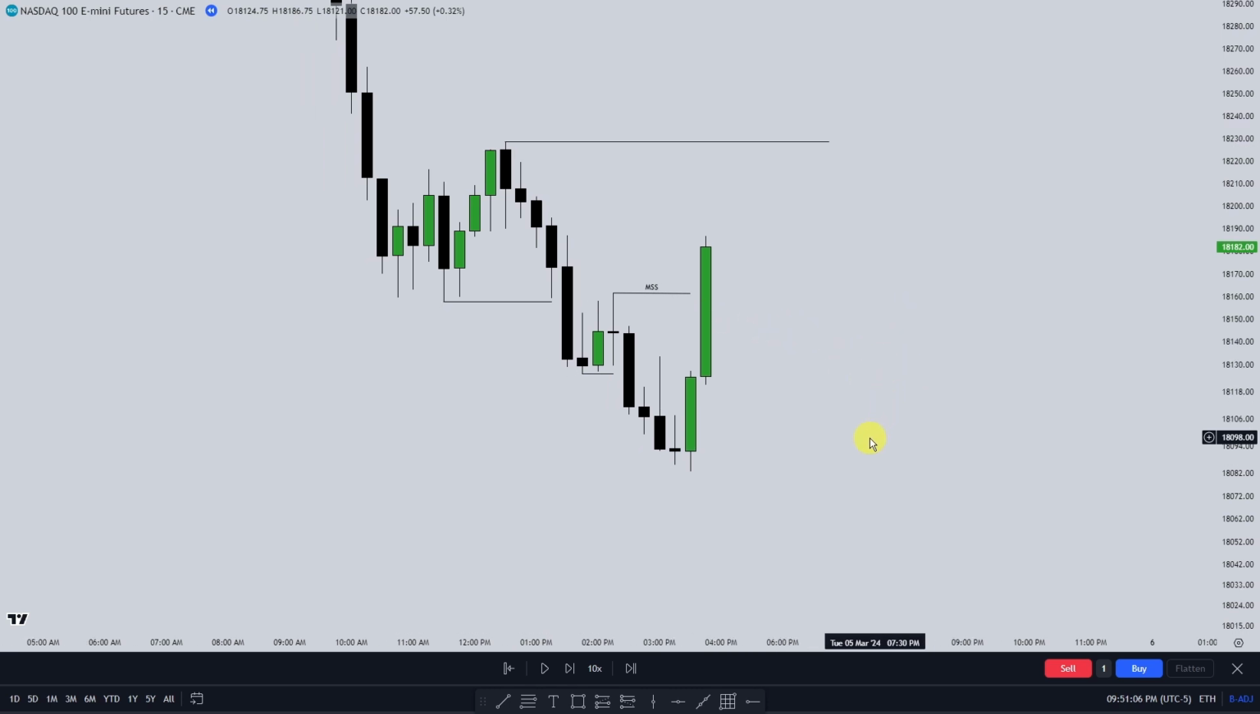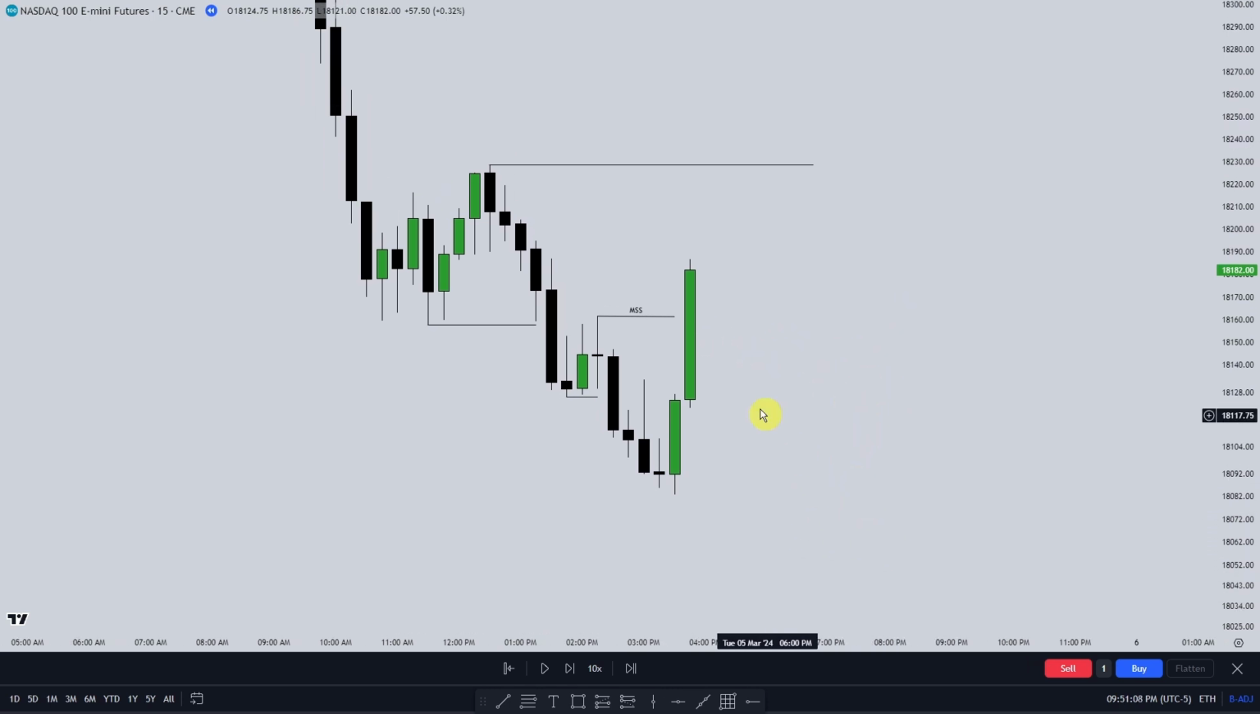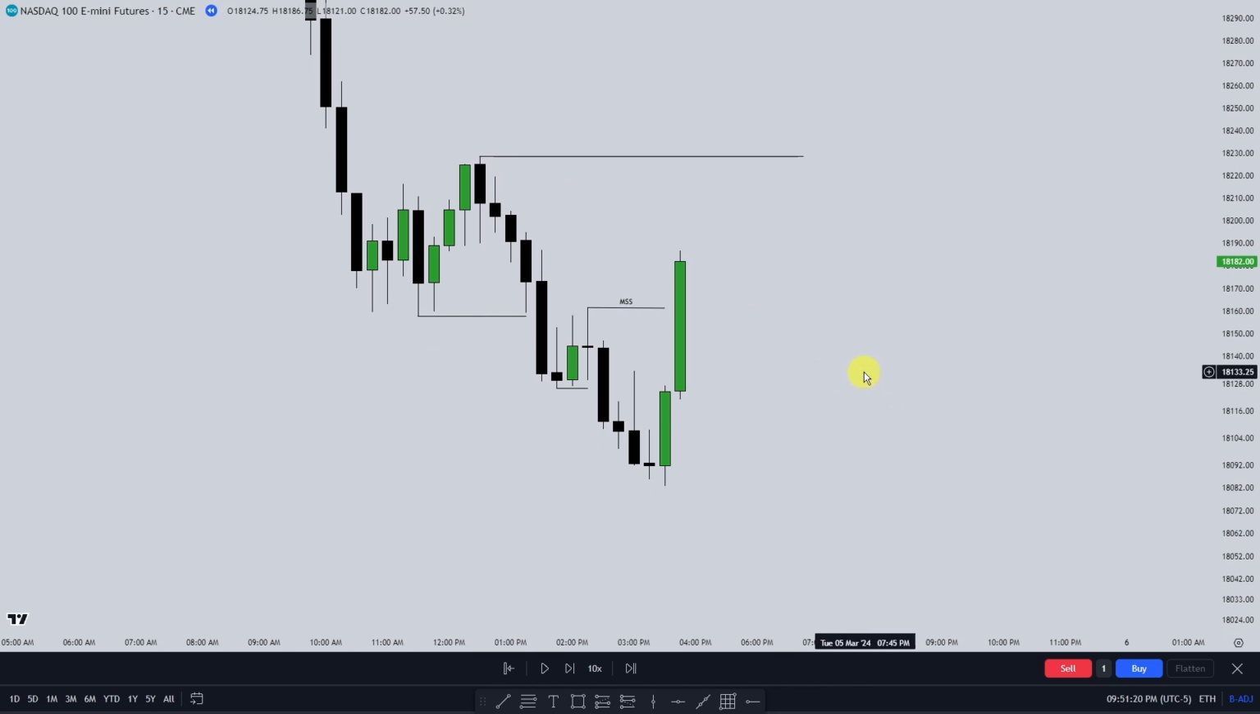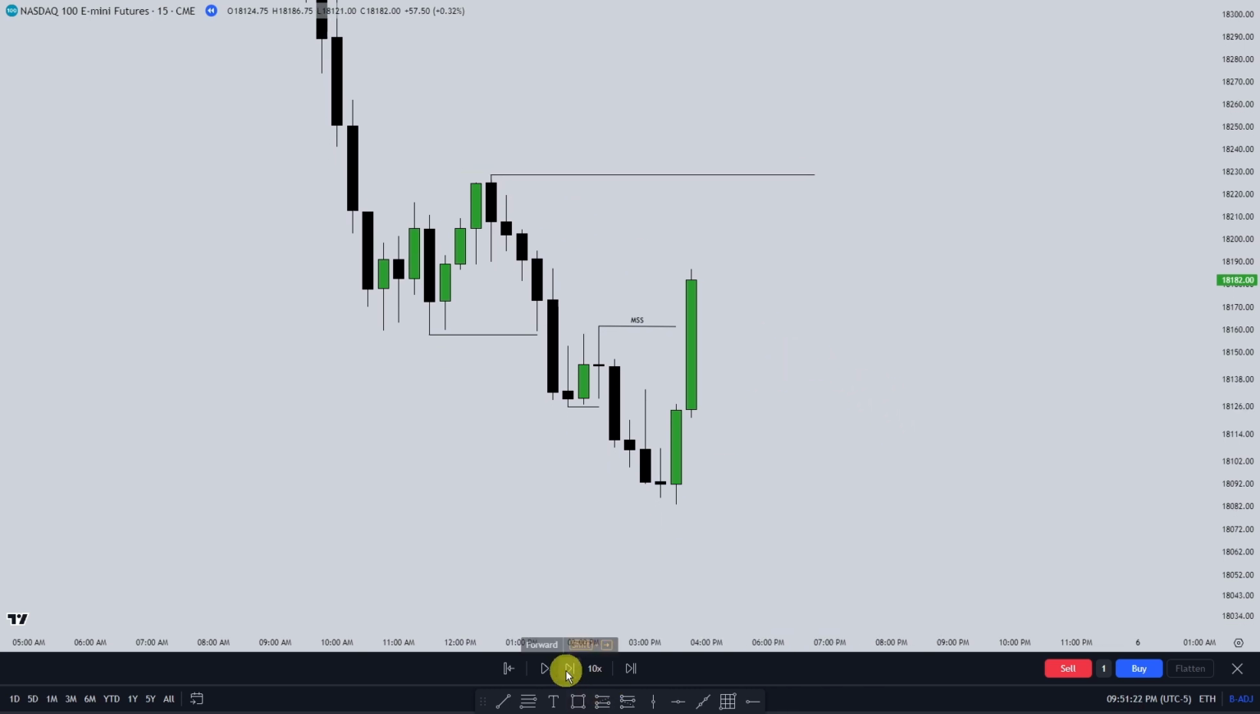But anyways, back to this. So market structure shift, closure above, displacement through. Next thing we can anticipate is price targets this swing high as the drawn liquidity, and see what happens.